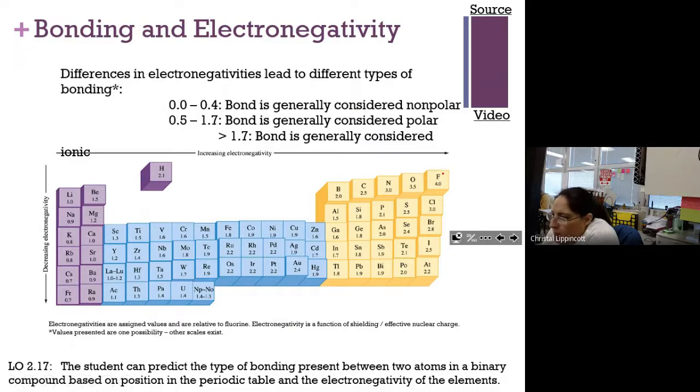Now, typically for the test, I would know that this is 4. And if you notice, this goes down by 0.5 all the way across the top. And then I know hydrogen is 2.1. Those are the only 2 that I have memorized, fluorine and hydrogen. And I know that if I go down by 0.5, it's easy for me to calculate what these are.